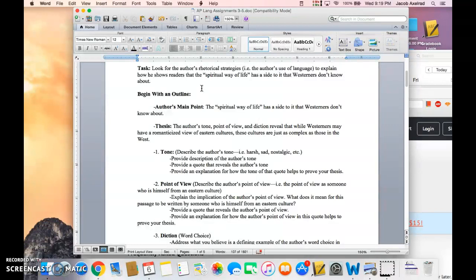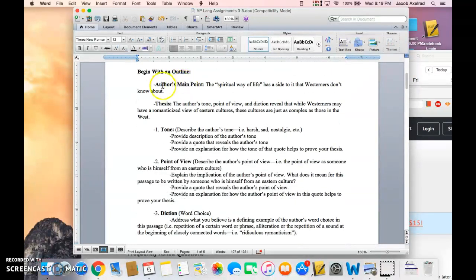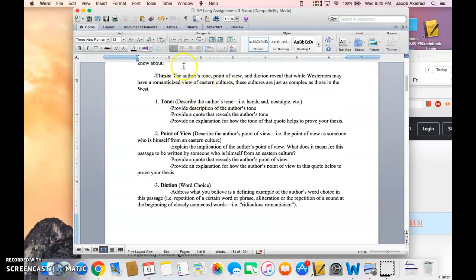So to begin with, you have an outline that I'm walking you through here. You want to start off with the author's main point, which is that the spiritual way of life has a side to it that Westerners don't know about. The thesis statement, which would typically come at the end of your introduction paragraph in the 5-paragraph essay structure, could look something like this. Now, this is just an example that I'm giving to you, so don't just copy it directly.